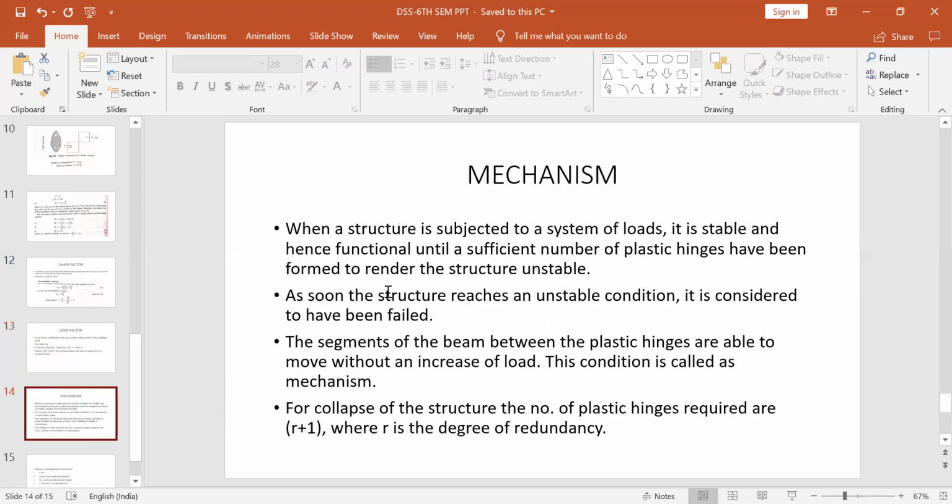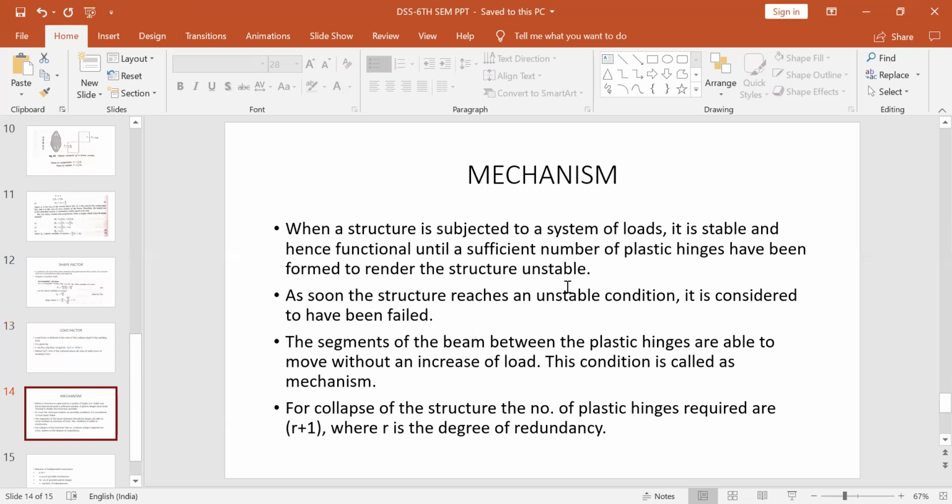Now mechanism. Okay, this is another important part. The load factor and shape factor part we have understood. We have understood the plastic moment, the plastic section modulus and all this. Now mechanism. What is a mechanism? Let us understand this concept. When a structure is subjected to a system of loads, it is stable and hence functional until a sufficient number of plastic hinges have been formed to render the structure unstable.